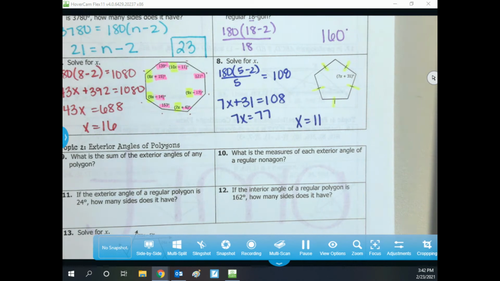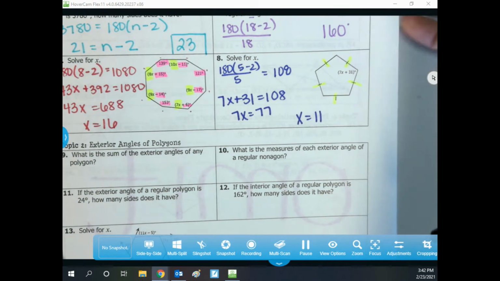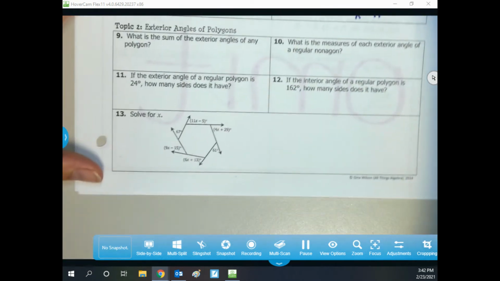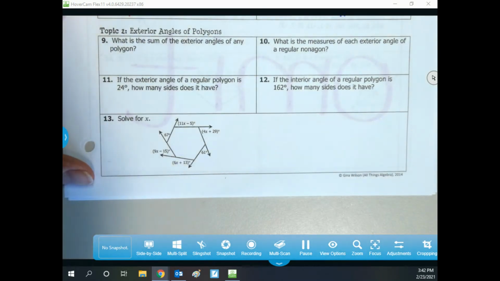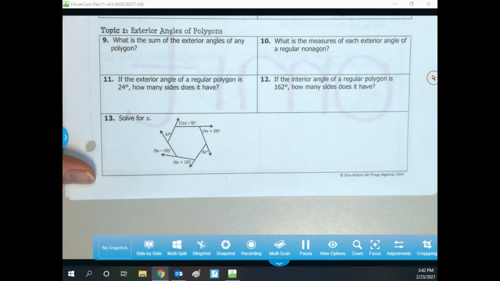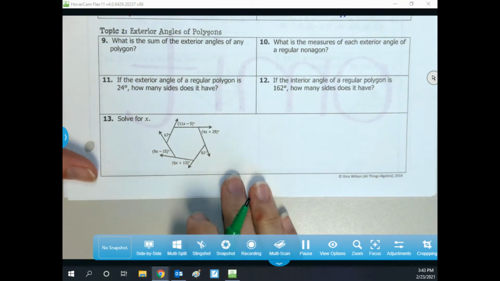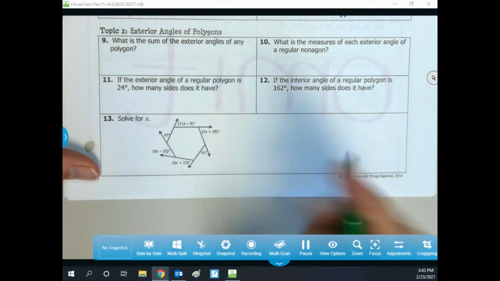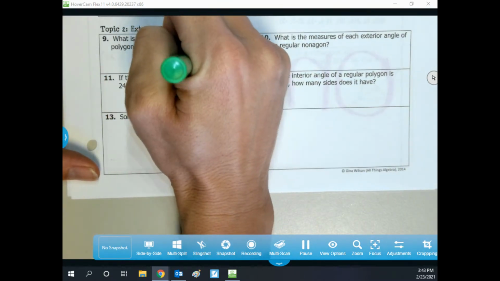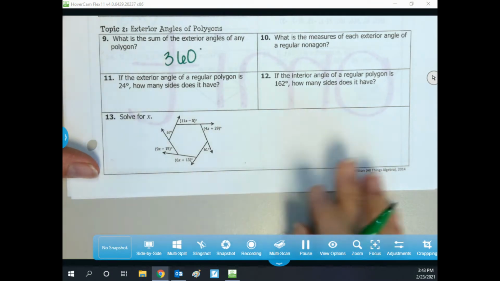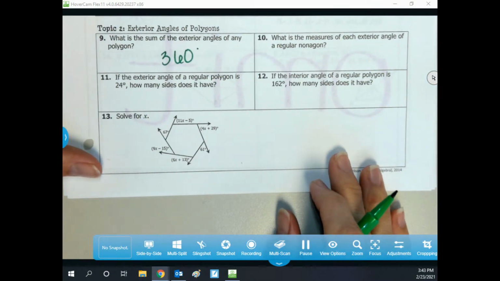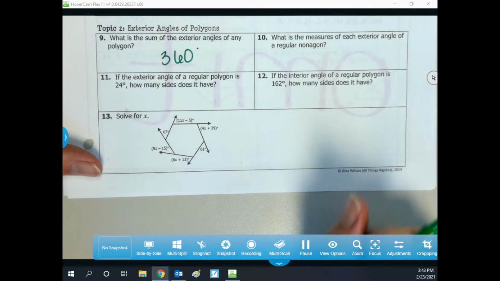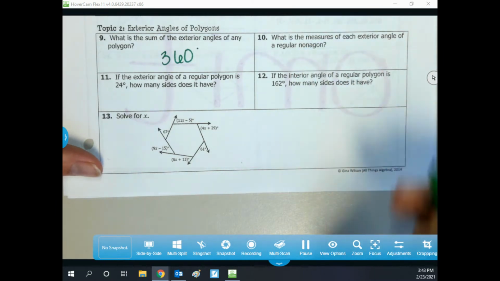All right, now let's go to topic 2 and talk about the exterior angles of polygons. So number 9 here says, what is the sum of the exterior angles of any polygon? Please answer that question now. No matter how many sides a polygon has, the sum of the exterior angles is always going to be 360 degrees, no matter what.